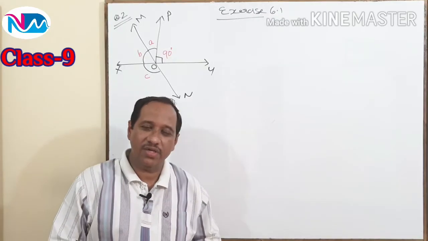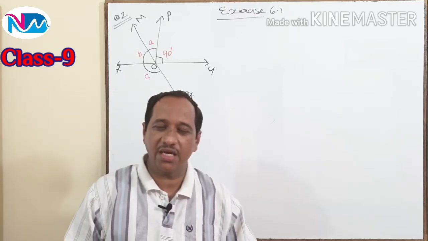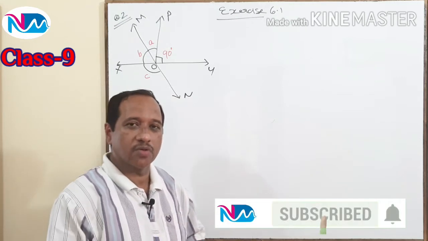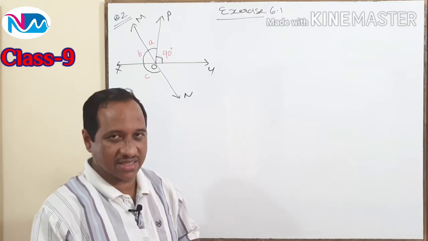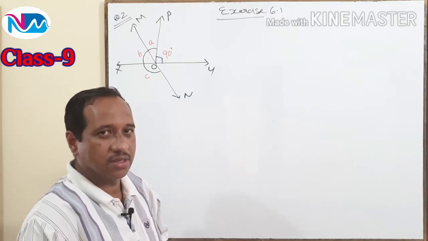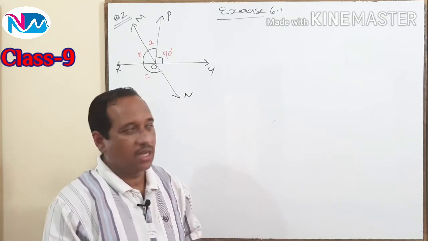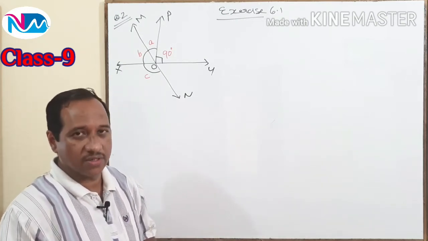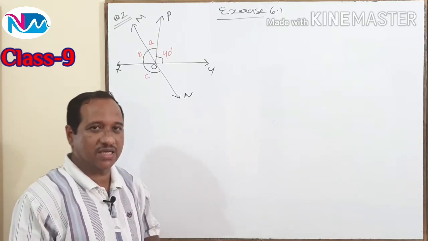For class 9th students, in the previous video you have learned what is linear pair axiom, converse of linear pair axiom, and the property of vertically opposite angles. Also we have started exercise 6.1 and we have done only one question. Now we are going to continue with exercise 6.1 and today's class we will start with question number 2.